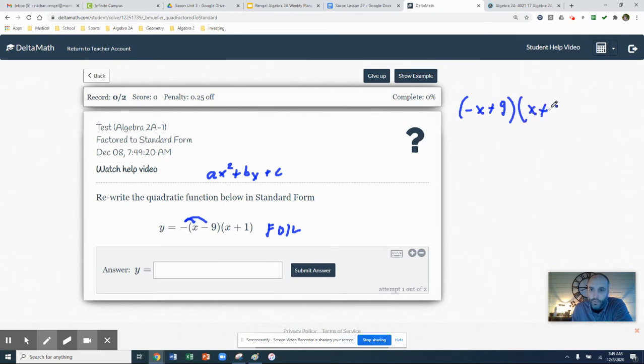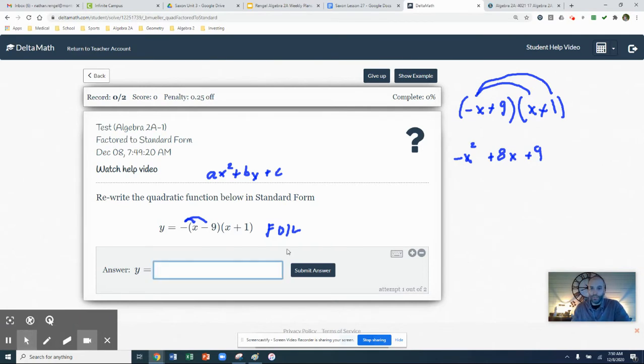times x plus 1. Now I'm just going to FOIL. Negative x times x is negative x squared. Then outsides, which is negative 1x. Then insides, which is positive 9x. So that's going to end up being positive 8x. And then my last: 9 times 1 is going to be 9. So there should be my result.